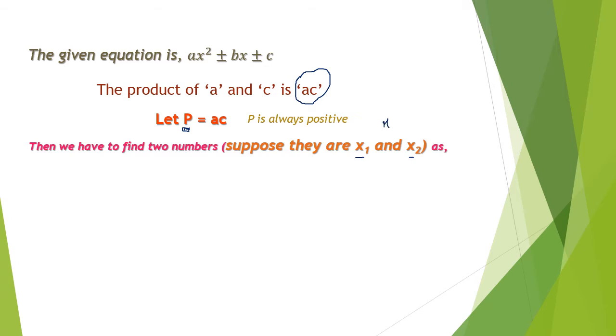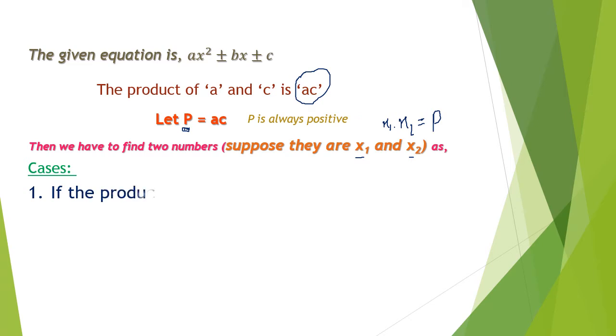x1 dot x2 will be P. The value of x1 dot x2 will always be P. And as I have already said, P is always positive. The product of x1 dot x2 is P. But there is another case also. There are two cases, and let's consider the first case.